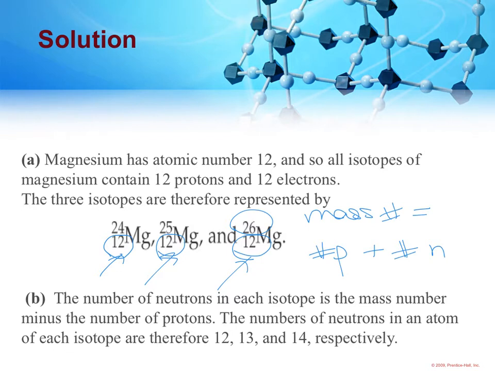One of the isotopes of magnesium had 12 neutrons, the problem said. So if you add 12 and 12, you get 24 as a mass number. One of the other isotopes had 13 neutrons, so again, if you add 13 and 12, you get 25 as the mass number. And finally, if you have 14 neutrons plus 12 protons gives you a mass number of 26.